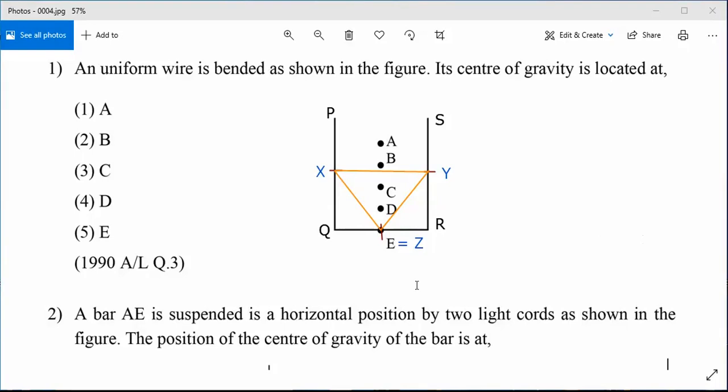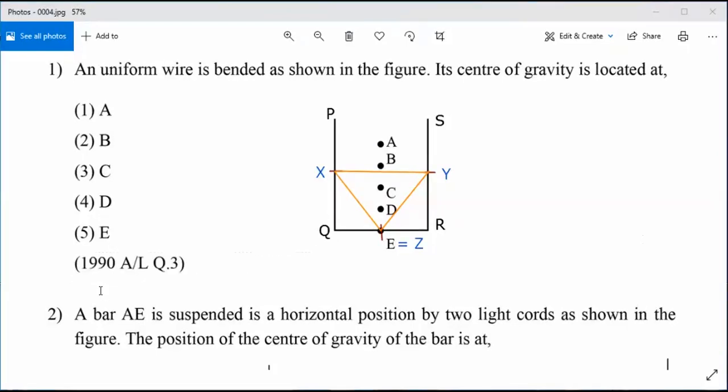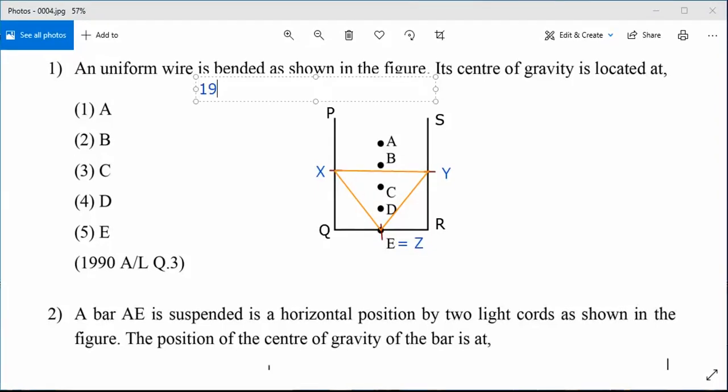Please start. What is the year here? 1998. So please write the heading as past paper questions. Then write 1990 AL question. No need to write the question. It's something like this. You should write the heading as past paper questions. Then write 1990 AL. Then you draw this figure. That's what you want to do. Just write the heading as 1990 AL. Then draw this figure. Start.